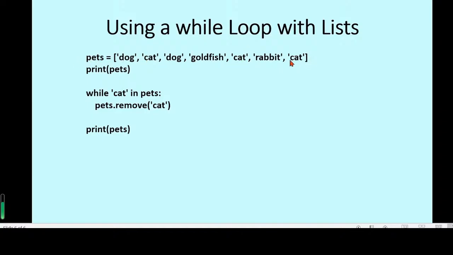So there's a list with pets. The cat occurs 3 times here. Then we can write a while loop. So while cat in pets, then we will remove cat. So while cat in pets means while cat exists in this list, we'll remove this cat. So until there are no cats in these pets, the while loop will be finished.